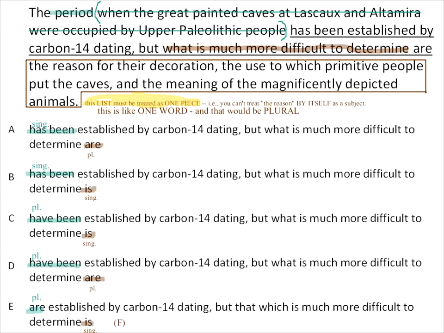Choice F could be something like "has been established by C14 dating, but more difficult to determine R." And then that's F, and then I'll also give you G, and then I'll have you guys pick. Okay, that's choice F. And now here's choice G.